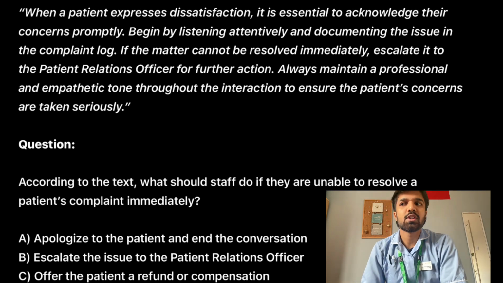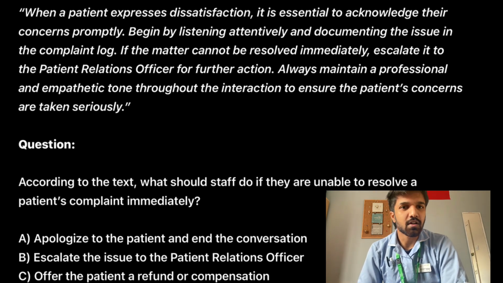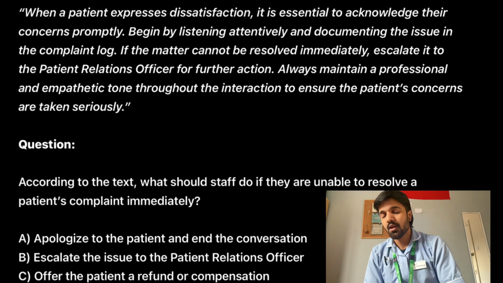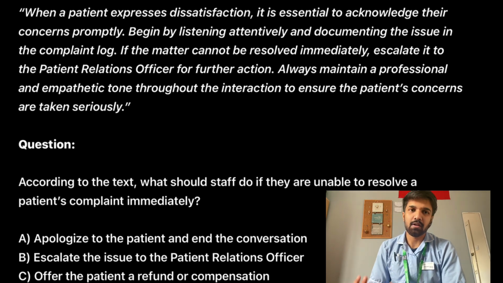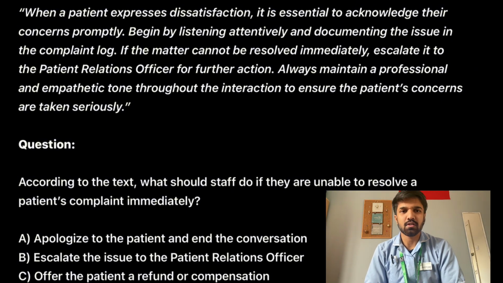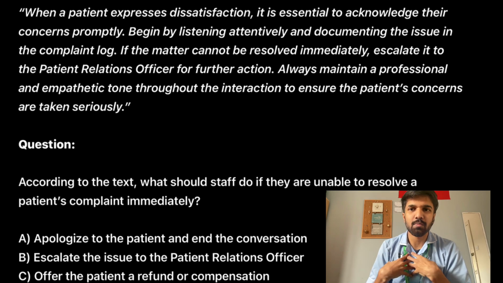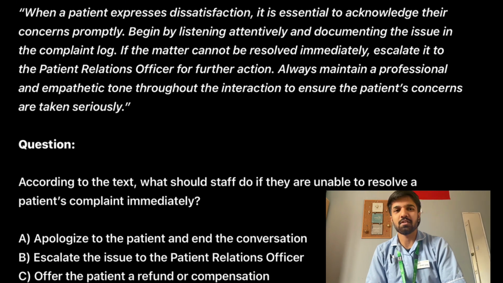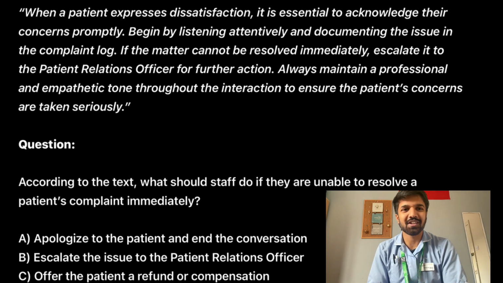Option A, apologize to the patient and end the conversation. First thing, this is a general thing, we need to apologize to the patient if there is any problem caused by the medical or nursing team. That is apologizing, but then they say apologize to the patient and end the conversation. So if a patient is telling me some complaints, and I say, oh sorry, we'll inform the medical team, don't worry, I've got some work, I need to go. No, that is not the correct thing.